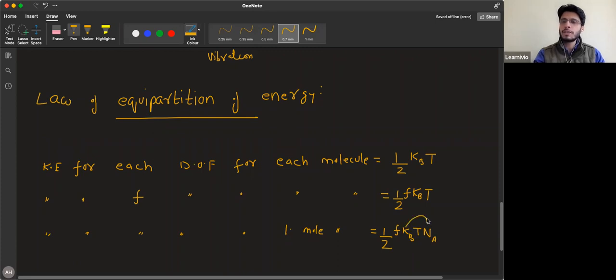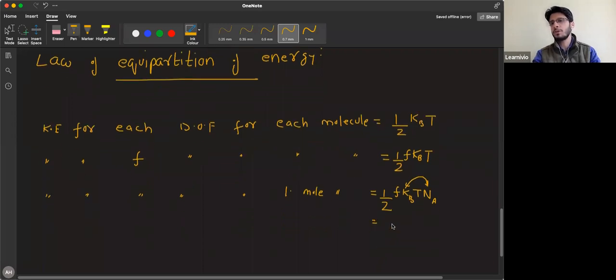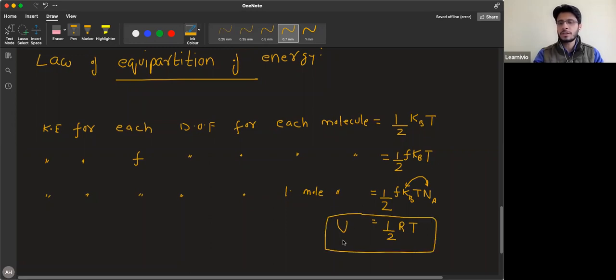So if I multiply this Boltzmann constant with the Avogadro number, how much is it? What is kB into N? R. So this will be F by 2 RT. This is for 1 mole, so you can say this is your internal energy. This is the internal energy of an ideal gas. So will we have F in the internal energy equation? Yes.